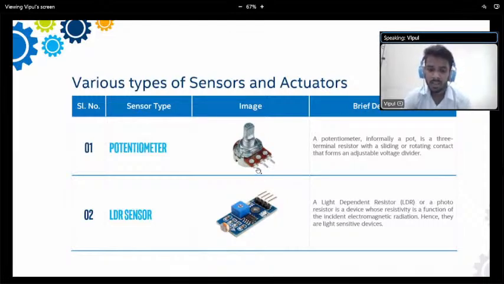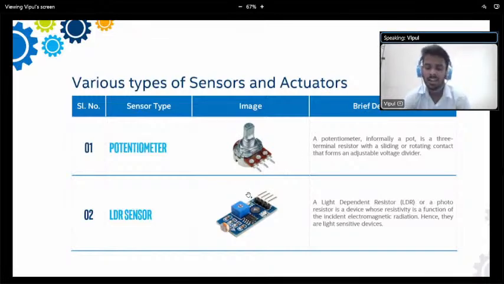What we are doing is connecting one leg to the 5-volt supply terminal and one leg to the ground. If we rotate this knob, it will change the resistance, and by changing the resistance, at this terminal we are able to get a variable voltage. We are connecting 5 volts, and the lower limit is ground, 0 volts. So if we rotate the knob, we can get a range from 0 volts to 5 volts.